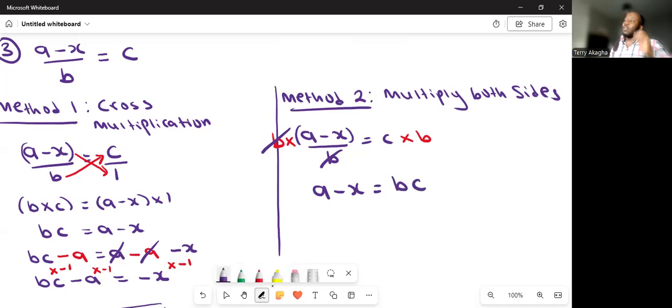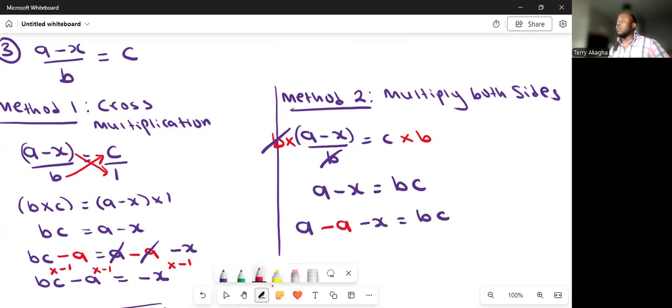Okay. Then to get rid of the a, I'm going to subtract a from both sides. So it's going to be a. Then we have minus a. We have minus x is equal to bc.